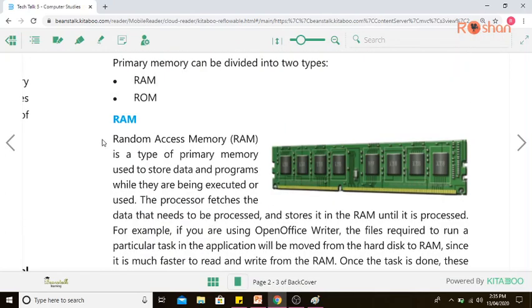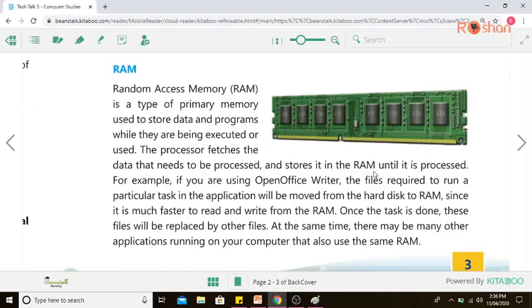Now first, RAM. RAM's full form is random access memory. The picture is showing what the memory is. That is called random access memory. The speed of your phone or your computer depends on your RAM. If your RAM is very good, then definitely it works very smoothly and very fast. Processor and RAM, these two things are very, very important.